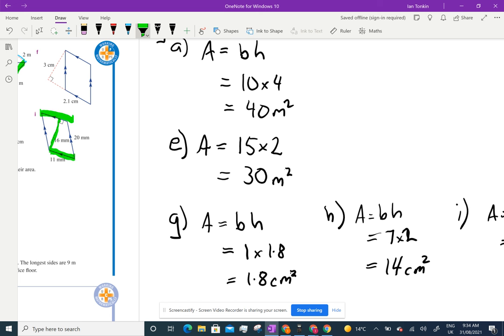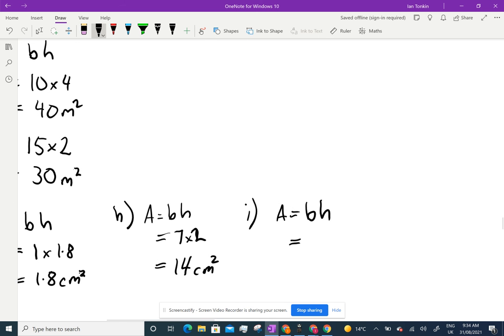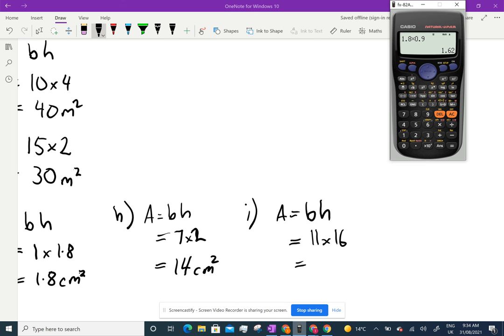And that's the same as this. So I'm not going to use the 20. I'm just going to use the 11 and 16. So the base is 11. The height is 16. I'll go to my calculator for this one. And it's just 11 times 16, 176.